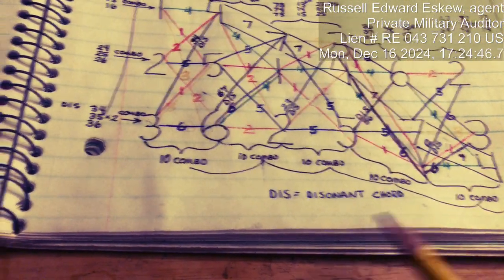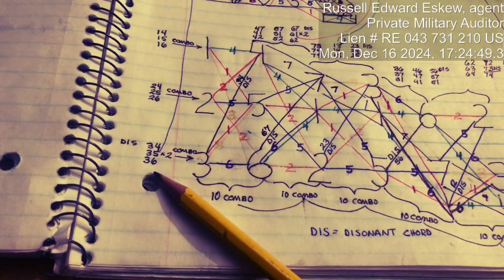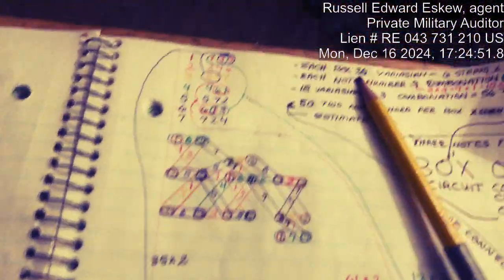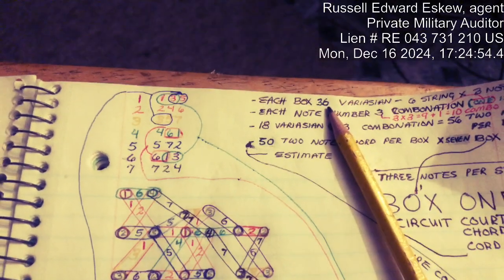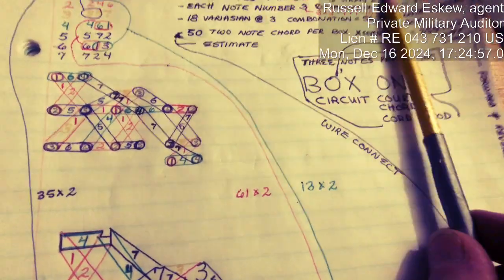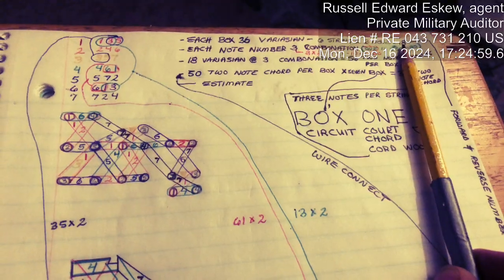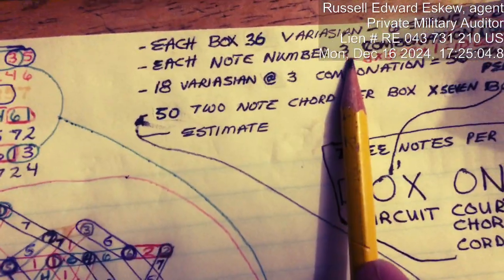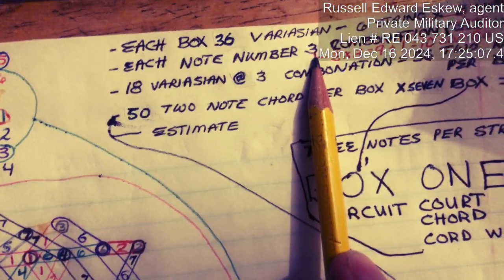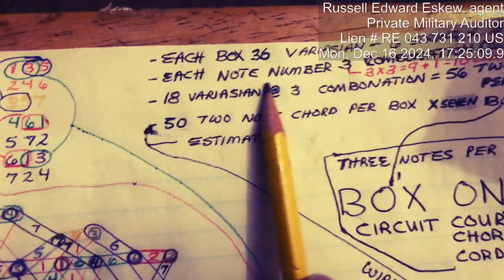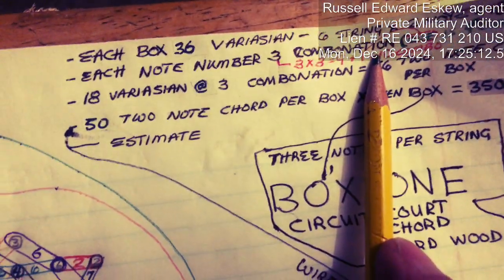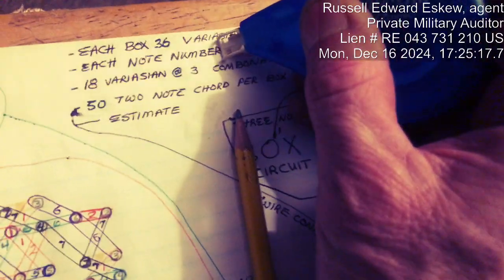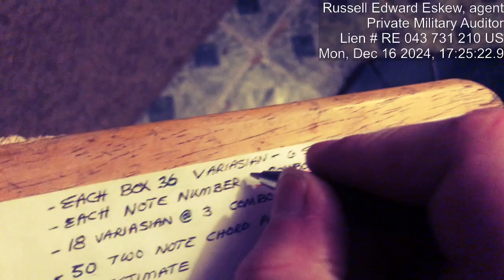Hold on a second here. So this probably has to be changed. Okay, here's a key right here. Each note number 3 combination. So this has to be changed because it's confusing here. This has to be changed to spell the 3.